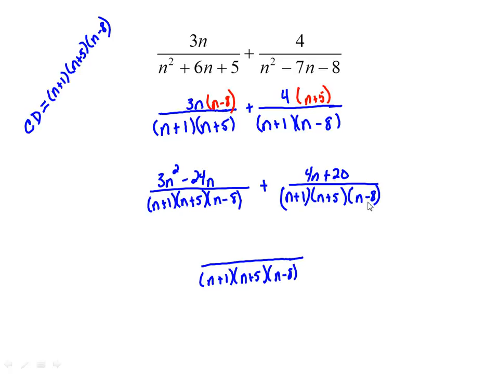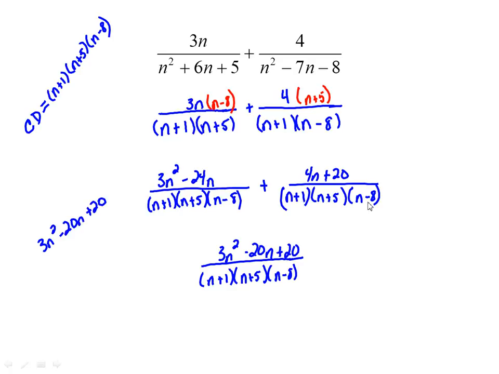Alright, so let's go descending order. We have 3n squared, just combining the numerators. Negative 24n and 4n is going to be negative 20n, and then you have a plus 20. Okay, now let's try to factor that numerator. We have 3n squared minus 20n plus 20.